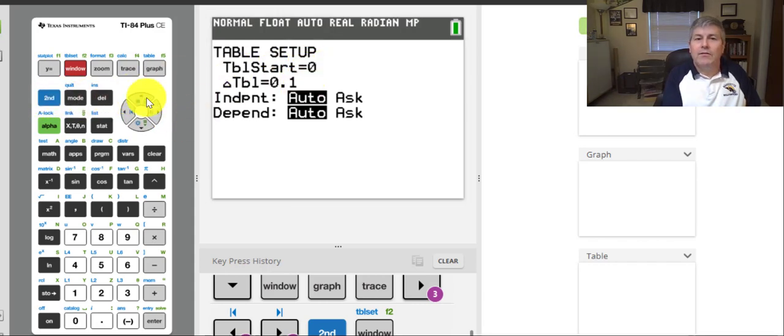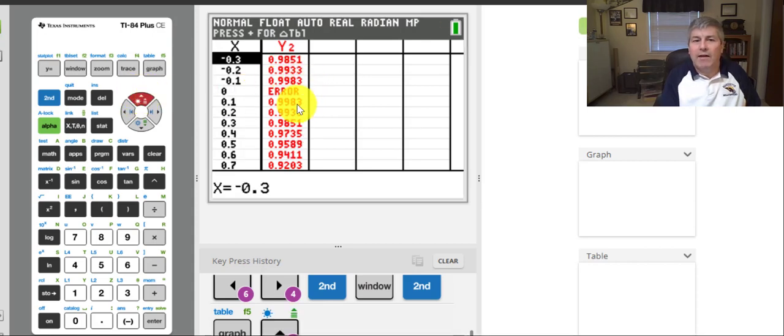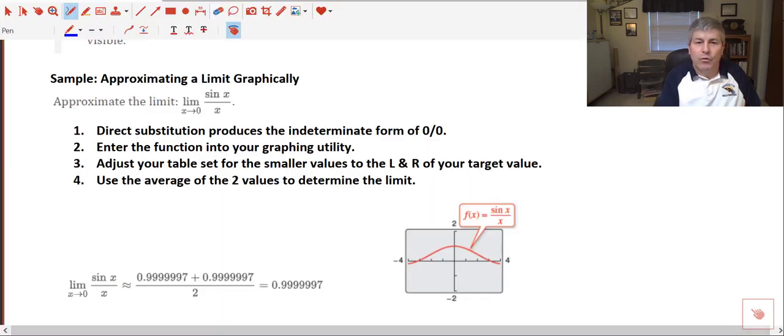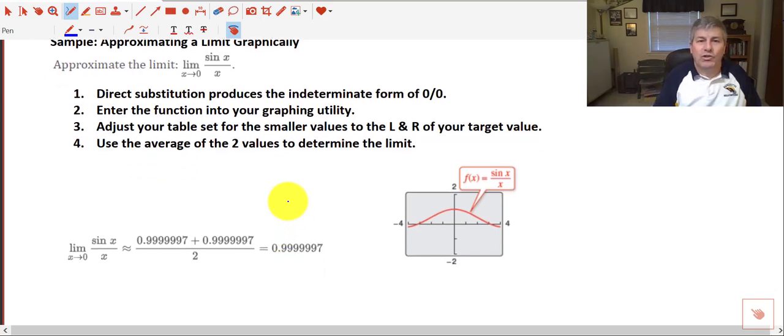So I have done that. My table start is at 0. I'm going to just count by 1/10, and we'll take a look at our table. And here you go. We can now take the average of these two values between negative 1/10 and 1/10, and you see that's really, really close to 1 plus 1 over 2, or really super close to 1. So we are going to call that the limit is approaching 1. And we'll get some more practice with this when I see you in class.